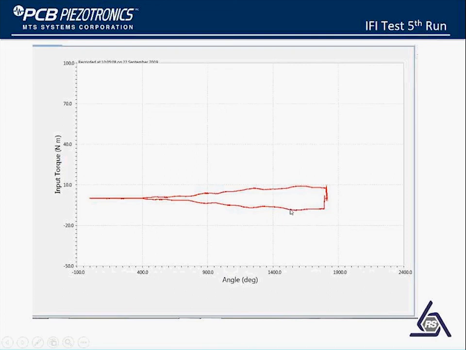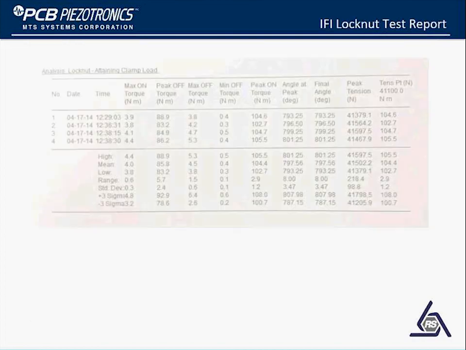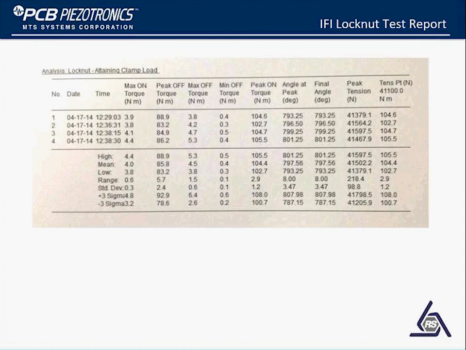Now, the reason we're looking for this is to compare this to our original tightening process, with the idea that the 3rd or the 5th off is not going to degrade significantly from what the data showed for that first tightening. So our IFI lock nut test report is going to look something like this, where we can see what our maximum on torque value was the first time. We can see what our maximum off torque value was.